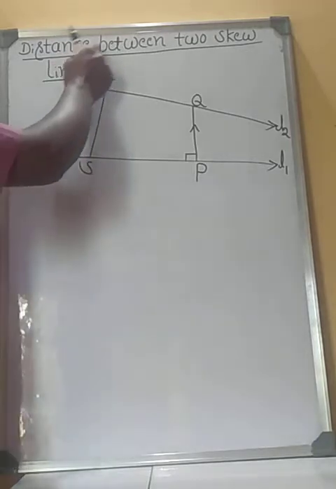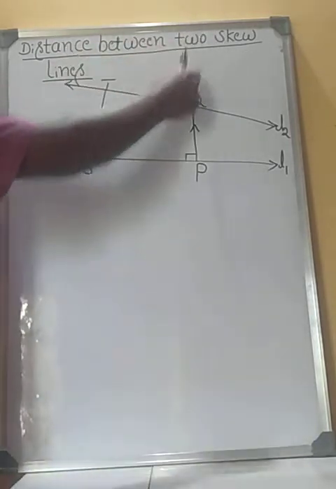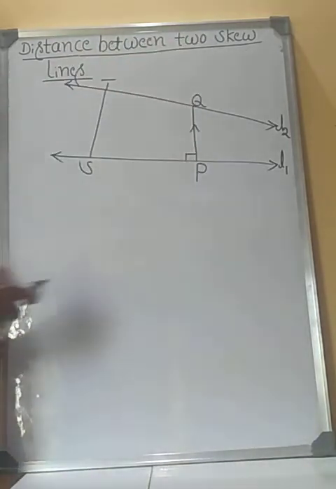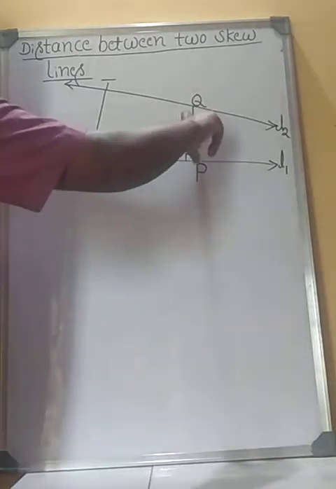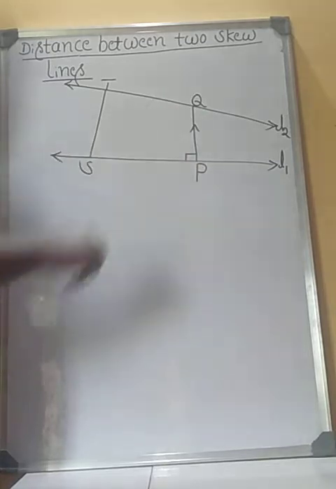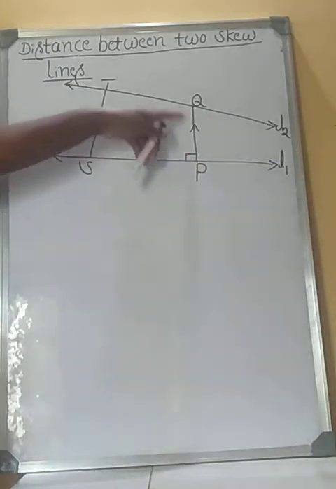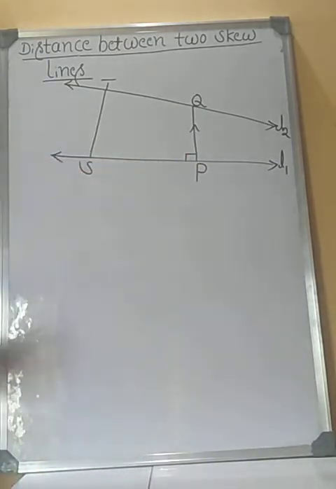Now, what is the distance between skew lines? Here PQ is the length. What is the distance PQ between these two lines?